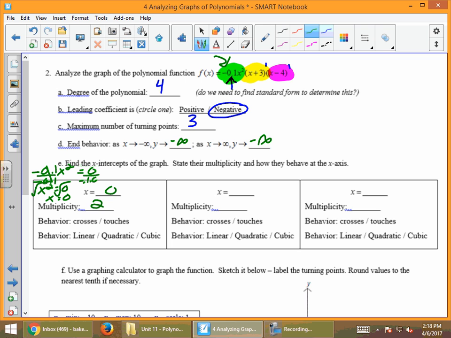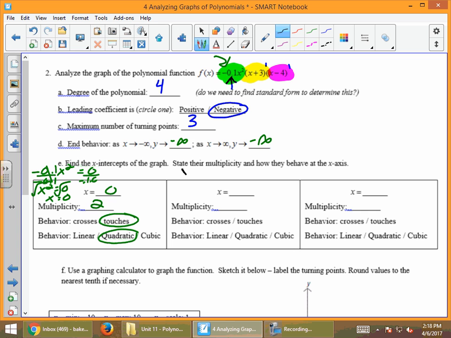So if it's 2, is it going to cross or touch? Touch. If it's even, it touches. And then what's the behavior? Linear, quadratic, or cubic? Quadratic. And whatever the multiplicity is, that's the power it's going to be. So if it's a 2, it's quadratic, or squared.